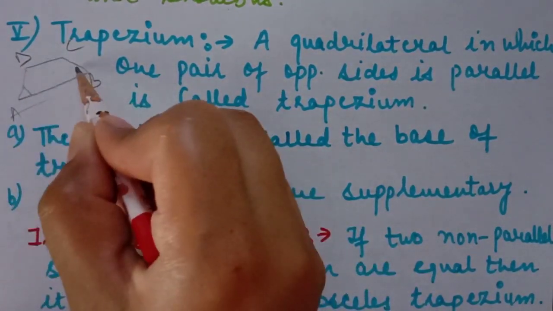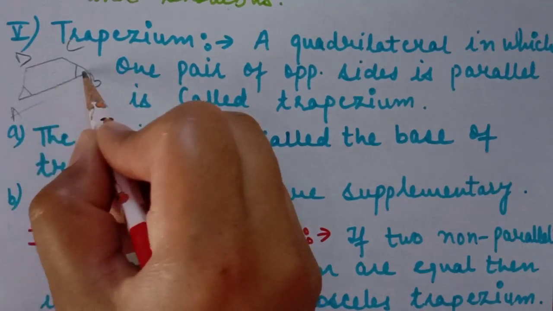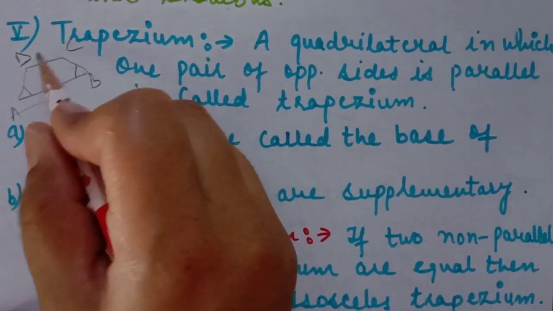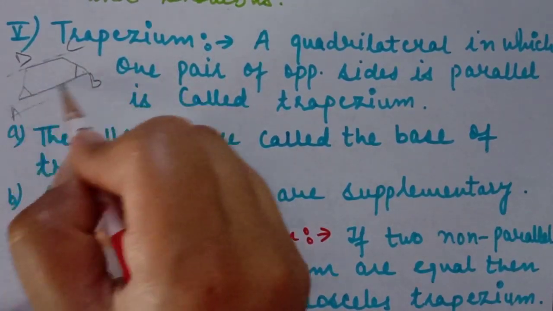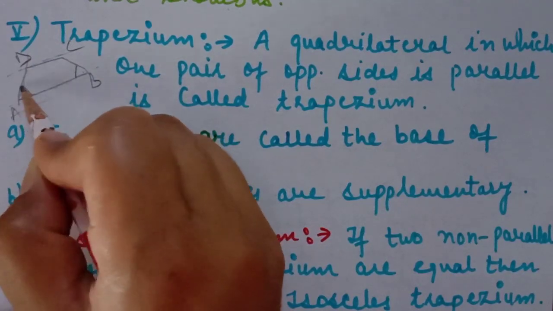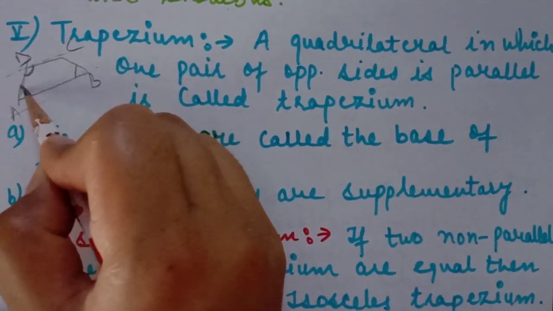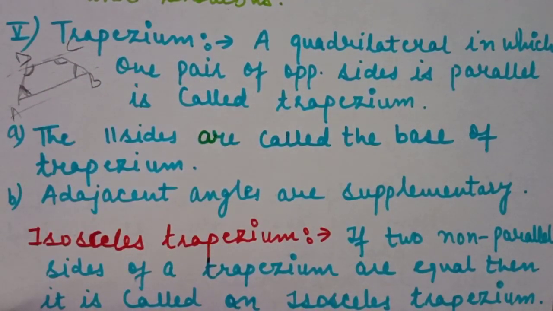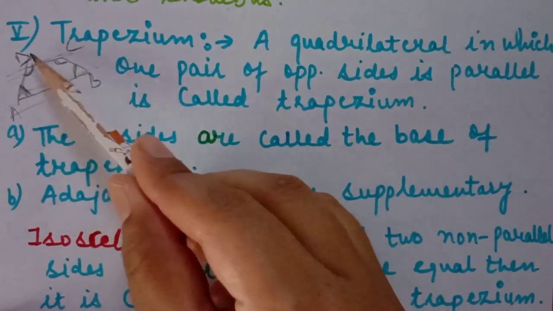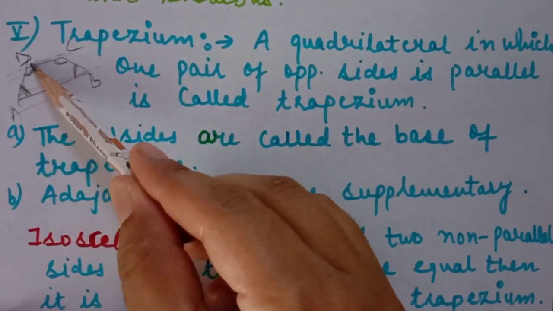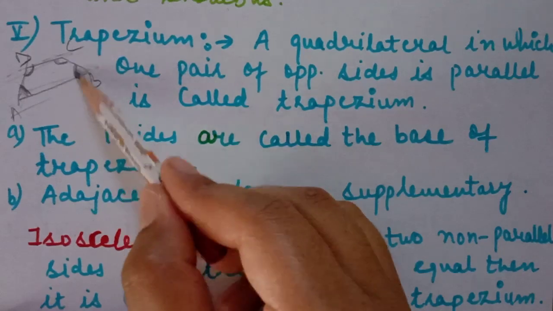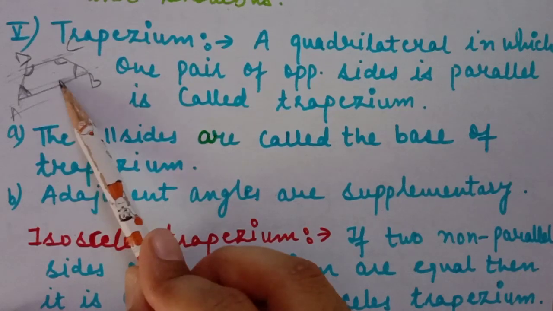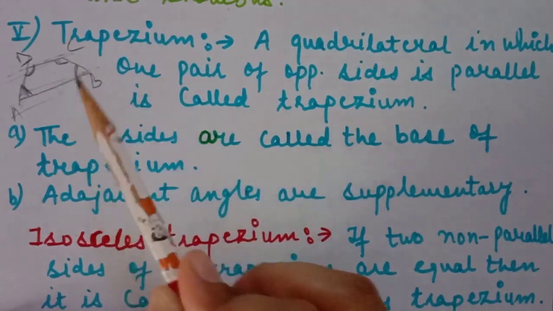Adjacent angles here do not mean angle A and angle B. Students, try to understand: if these two sides are parallel, then this is a transversal, so angles A and D are supplementary, and angles C and B are supplementary. Only two pairs are there, not four pairs, because only these two lines are parallel. So A plus D is equal to 180 degrees, and C plus B is also 180 degrees. So when in a quadrilateral one pair of sides is parallel, it is a trapezium.